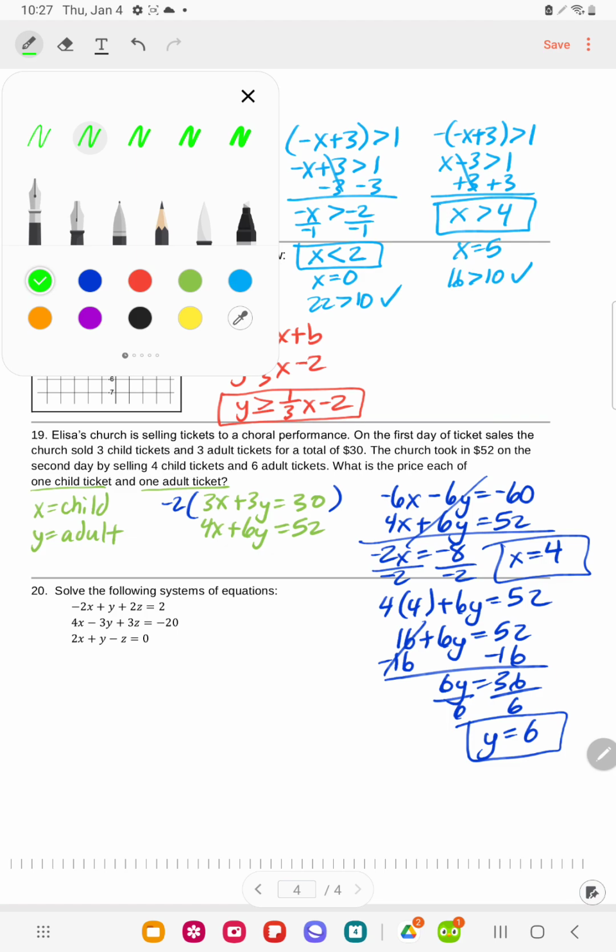Negative 2x plus y plus 2z equals 2. 4x minus 3y plus 3z equals negative 20. And 2x plus y minus z equals 0.